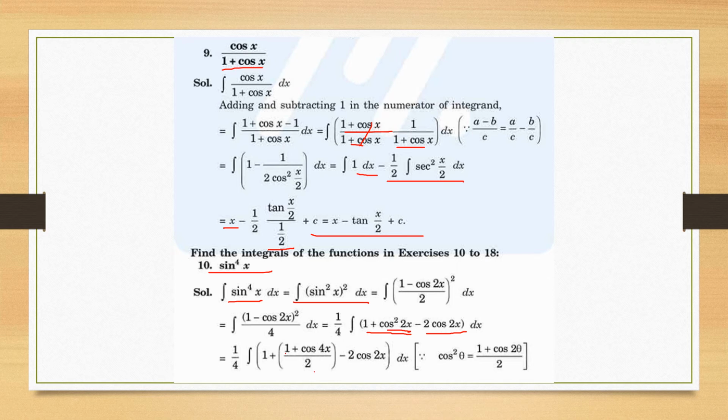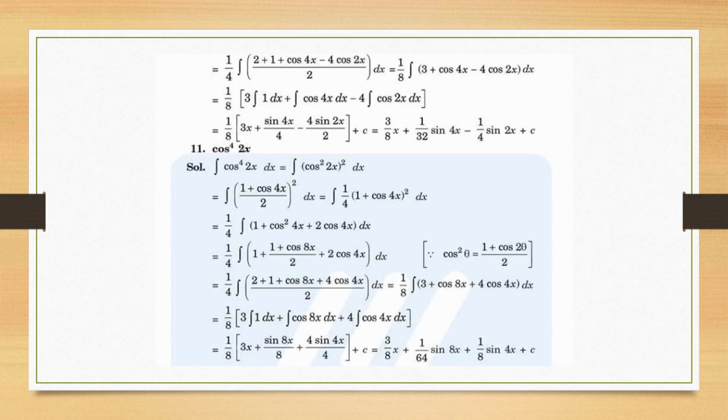Okay, so again this formula is to be used, because whenever sine square and cos square is there, you have to use this formula. Now everybody, I think, is free from powers. Now take the LCM and open all the terms, so you will get 1 by 8 times 3 plus cos 4x minus 4 cos 2x. So it is 3 times integral of 1 dx plus integral of cos 4x minus 4 cos 2x. So it becomes 3x plus sine 4x upon 4 minus 4 sine 2x upon 2. Open and multiply by 8 and you will get the answer.